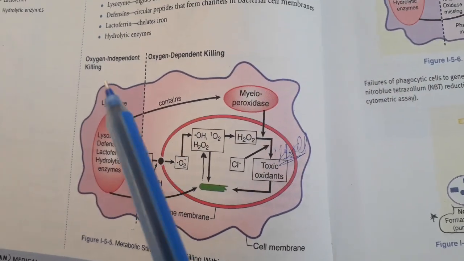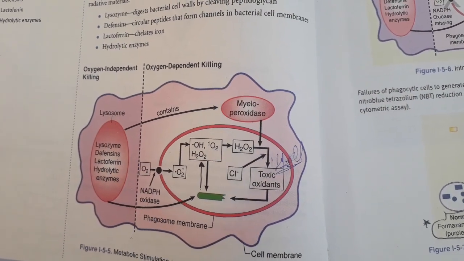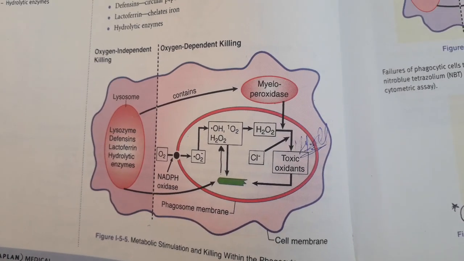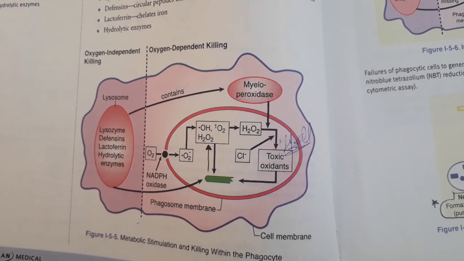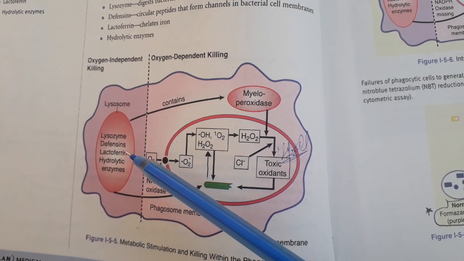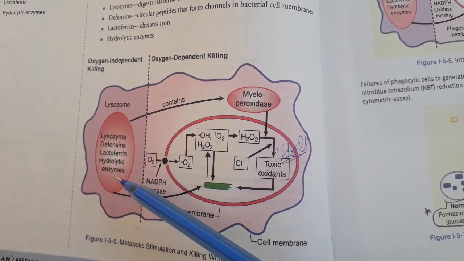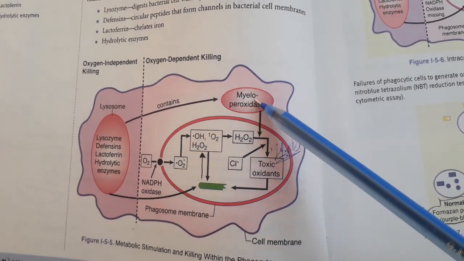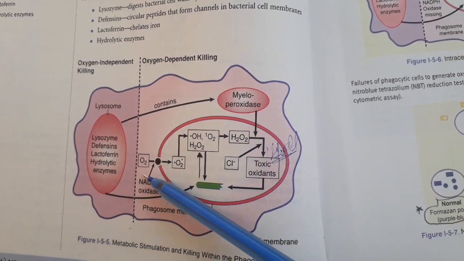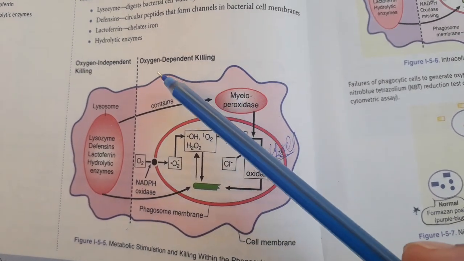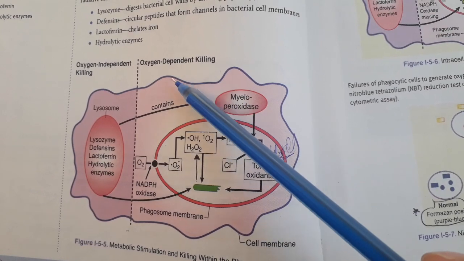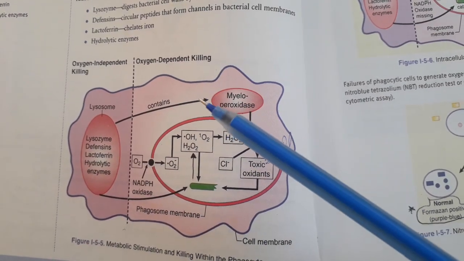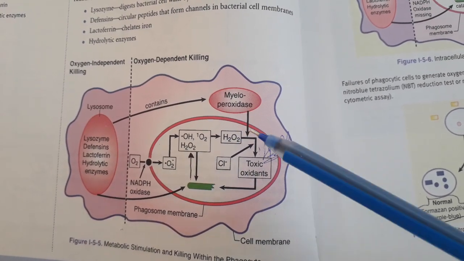Okay, now you see here, this is the oxygen-independent killing mechanism. This is the oxygen-dependent killing mechanism. The oxygen-independent killing mechanism uses lysozyme, defensin, lactoferrin, and hydrolytic enzymes. And now you see myeloperoxidase and NADPH oxidase. These two use the oxygen-dependent killing mechanism because they need oxygen. For the free radical formation, we need oxygen.